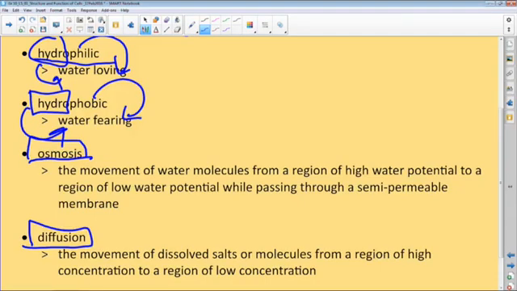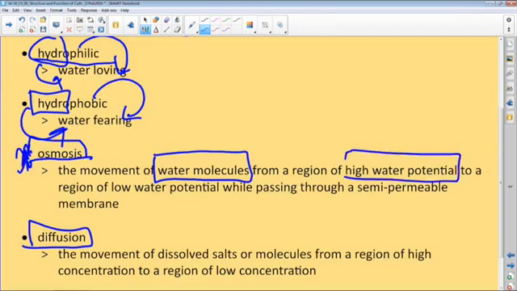So let's see if it is. It's the movement of water molecules. Remember, osmosis, very important. Osmosis is water molecules. And you must say moving from a high water potential. That is key. They're looking for that. You can't say high concentration. It's from a region of high water potential to a region of low water potential, while passing through a semi-permeable membrane.